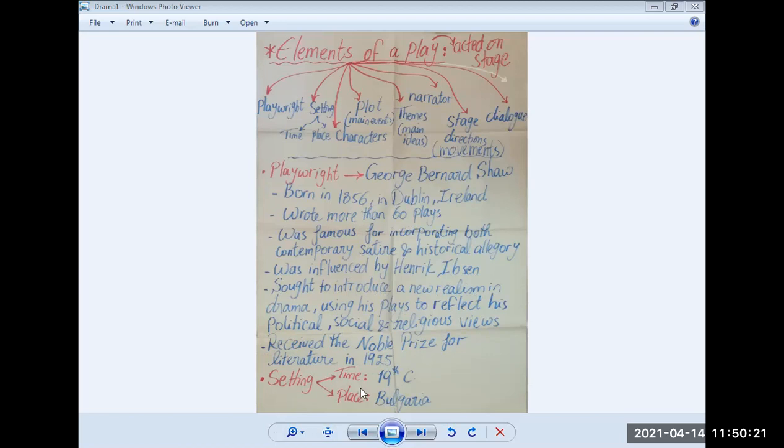As for the setting, the events of this play take place in the 19th century in a place called Bulgaria, a country called Bulgaria. What you need to know is that at that time there was a war between Bulgaria and another country called Serbia. Bulgaria was assisted by Russia, the Russians generally, and Serbia was assisted by Austria or the Austrians. All right? Now let's move to the characters.